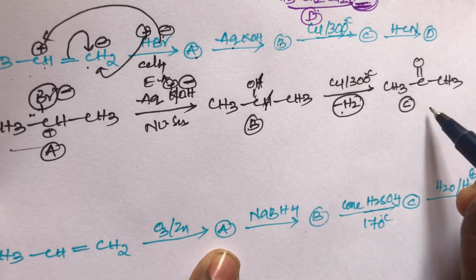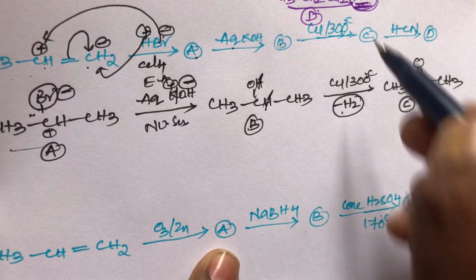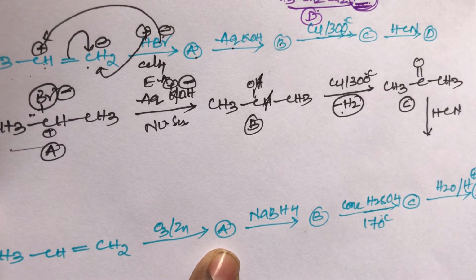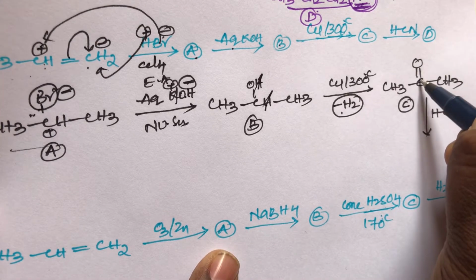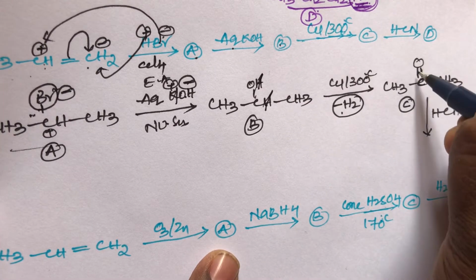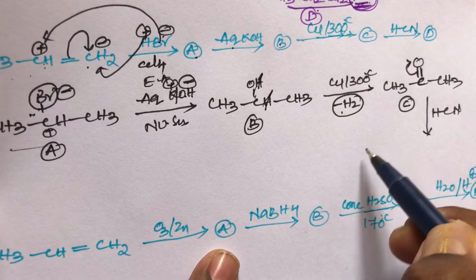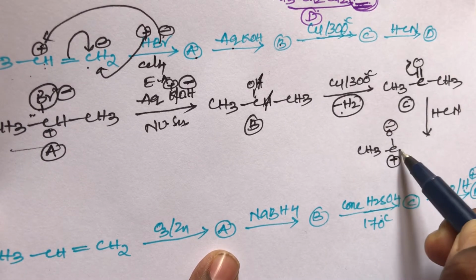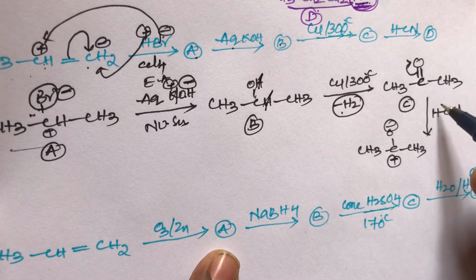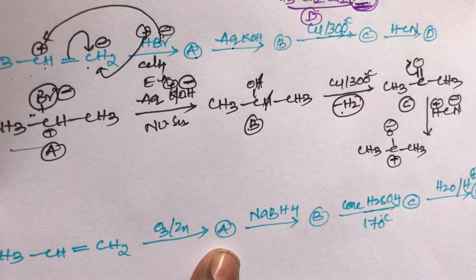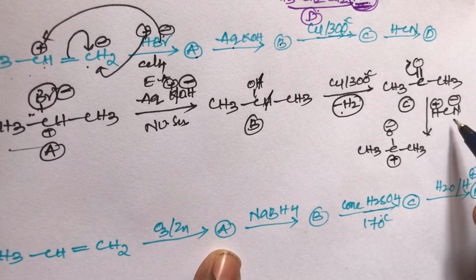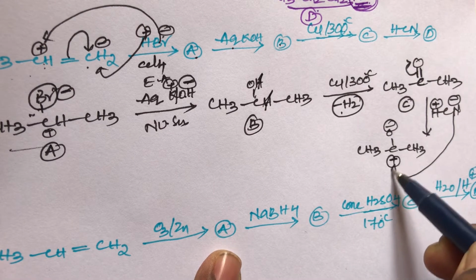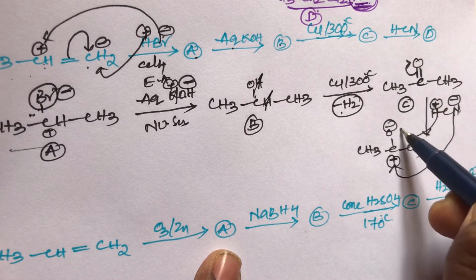This acetone, compound C, reacts again in the next step with HCN, hydrogen cyanide. So what is the final product? This is a polar bond, and generally the bond shifts towards this side. So we get CH3CO minus, this carbon getting positive charge, and CH3. Then H plus and CN minus. HCN contains H plus and CN minus. CN is a strong nucleophile, and H plus is an electrophile. So CN minus will attack the positive charge side, and H plus will attack the oxygen side.